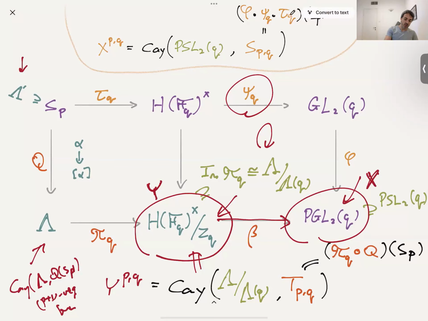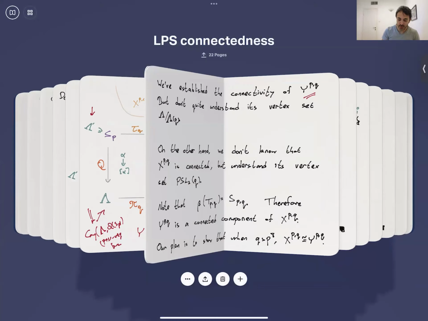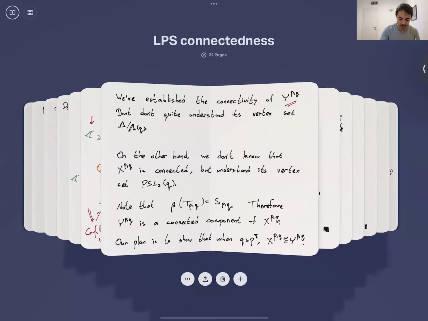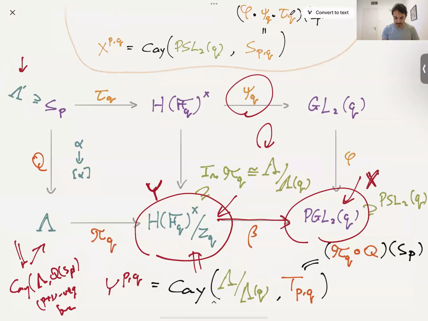And when you quotient it modulo Q, connectivity remains because you can pull back from the connectedness of this graph. It's a little exercise. So we know that Y is connected, and we want to use that in order to show that X is connected. So we know that Y is connected, but we don't quite understand why. I mean, what is Y? The vertex set of Y is the image of pi q, which is whatever.